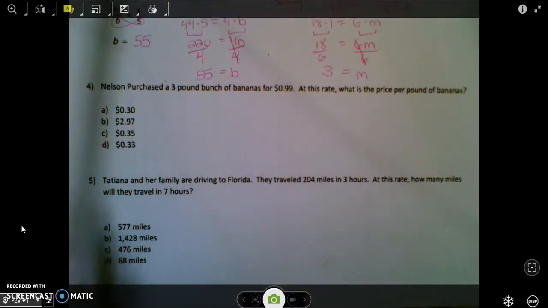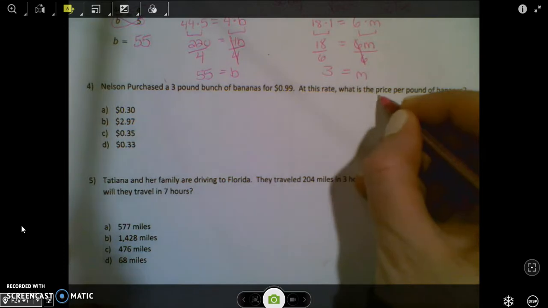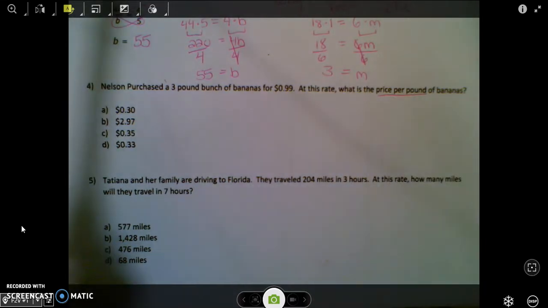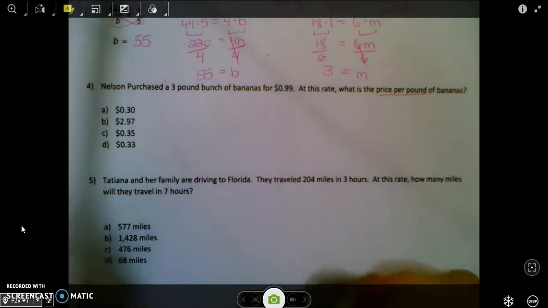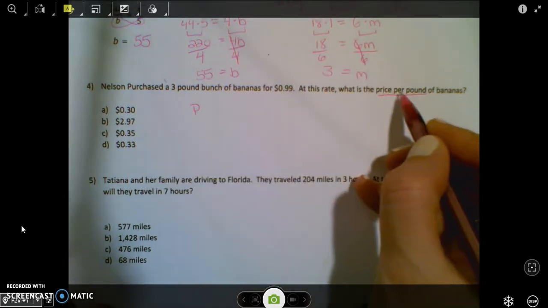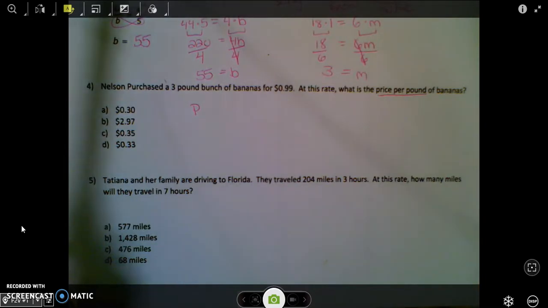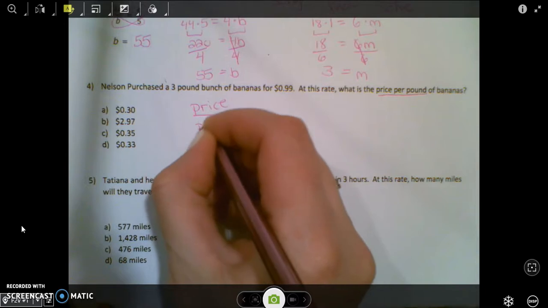All right, so number 4, Nelson purchased a 3-pound bunch of bananas for 99 cents. At this rate, what is the price per pound of bananas? So this is, again, going to be unit rate. If it says price per pound, that's unit rate. So you would be able to set this up. We want to set up your units. So it tells you the order here, right? The first word is your numerator. The second word is your denominator, just like any other ratio. So price per pound.